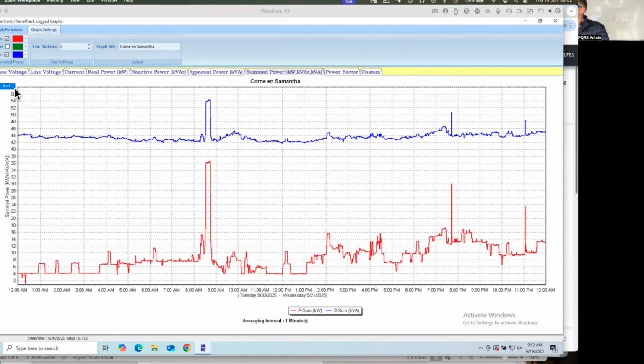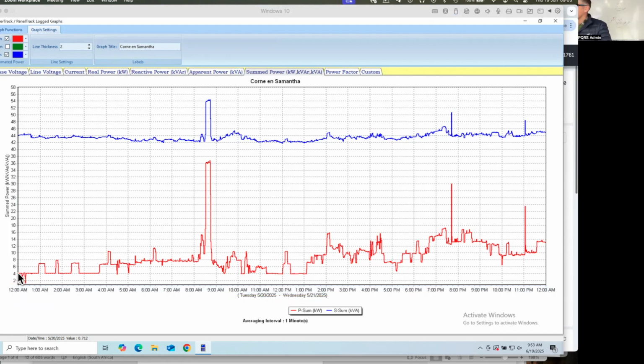This particular graph on the y-axis shows us two values. It shows us both kilowatts and kVA. We can see at the bottom is a legend, and the red line represents kilowatts and the blue line represents kVA. This particular load profile was done for Tuesday, the 20th of May, and it shows data from 12 o'clock at midnight up until 12 o'clock the following day. So it's a 24-hour cycle.